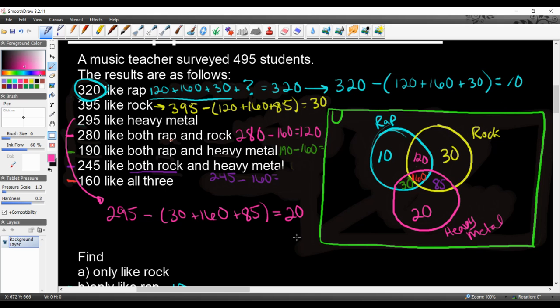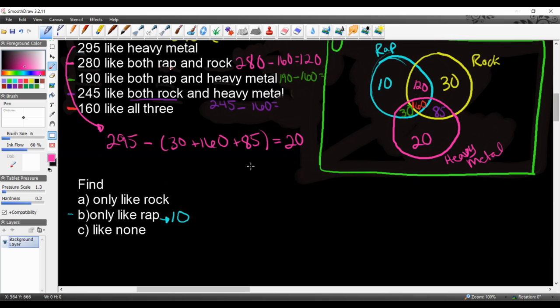Okay, and we have one more calculation to do, but before we do that, I'm going to just fill out what I know. Make sure that you do get all this information, okay? I'm going to scroll down a bit. So only like rock, the answer for that one, we have it right here, was 30. We already have the answer for B. Now the answer for C is a little bit tricky because it says likes none. So first of all, where would that even fall?